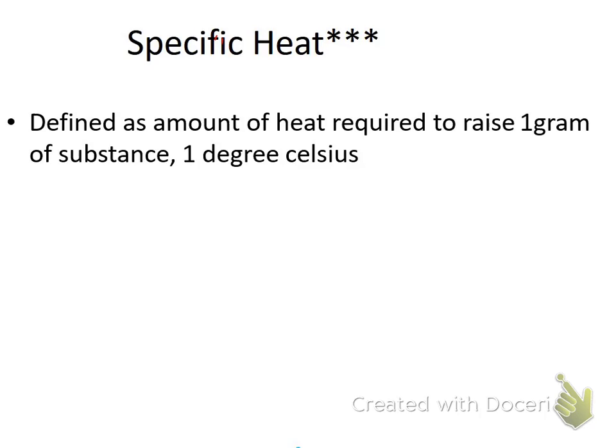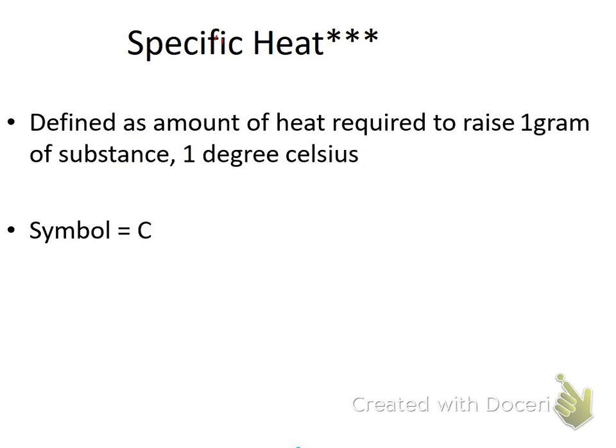But there's one tiny difference in this definition, and the word here is substance. In calorie, it's not substance, it's actually water. It turns out the specific heat has the same definition as a calorie. The only difference is that a calorie is the specific heat for water. Everything else that's not water has a different specific heat, specific to that substance, hence specific heat.